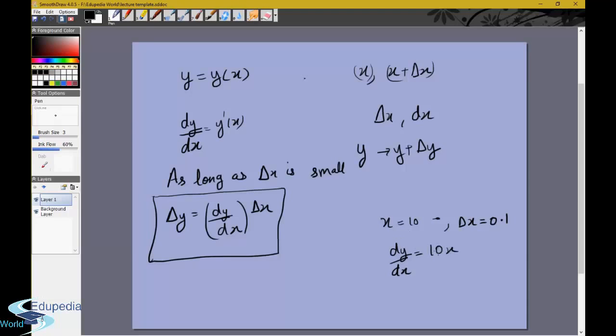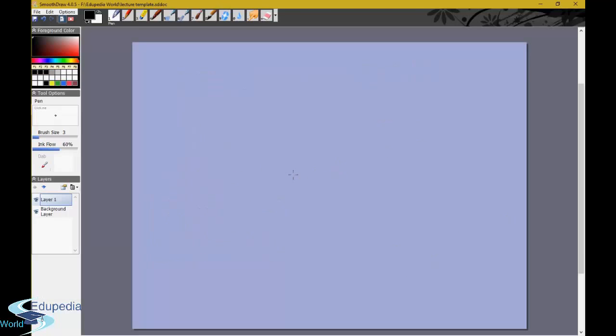So dy by dx is a function. Dy by dx will be either dependent on x or not, but it's a proper function. Delta x is the small change in x, and this is the relation we say: delta y is equal to dy by dx times delta x, as long as delta x is small. Let's look at one more application of this case.